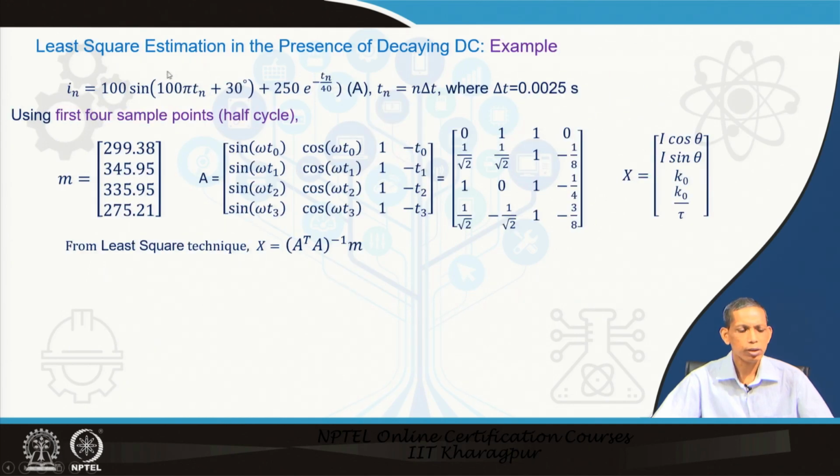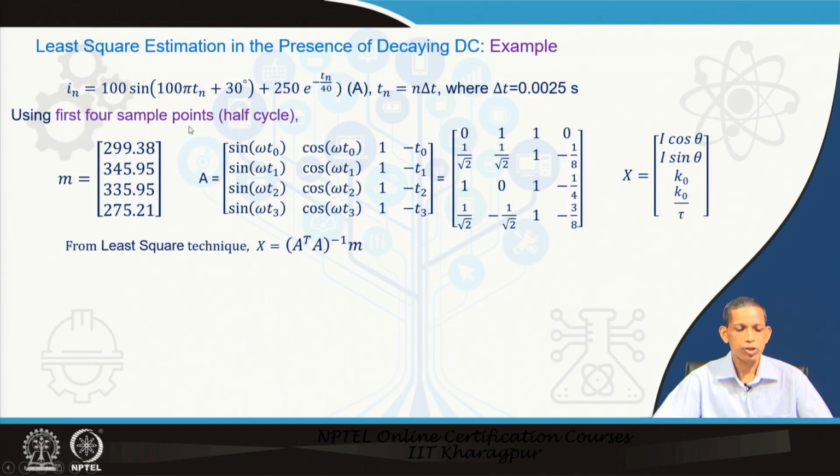For example, in the presence of decaying DC, how good is the least square estimation technique in eliminating the decaying DC? We can evaluate that here. Let us take a signal i(tn) equals 100 sin(100 pi tn), that is 50 hertz, plus 30 degrees, plus 250 e to the minus tn by 40. That is a large value of decaying DC in this case. And tn is n delta t, which we consider the same as before, for the 400 hertz sampling rate for the 50 hertz system.